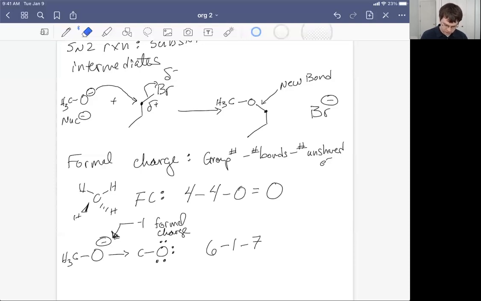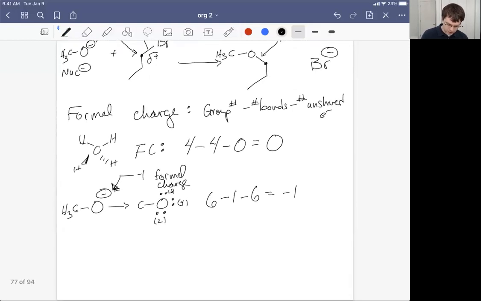6 unshared electrons, goodness. And that comes from 3 lone pairs. So we have 2, 4, 6. Okay, 2, 4, 6 unshared electrons from the lone pairs. 6 minus 1 minus 6, that's equal to -1.